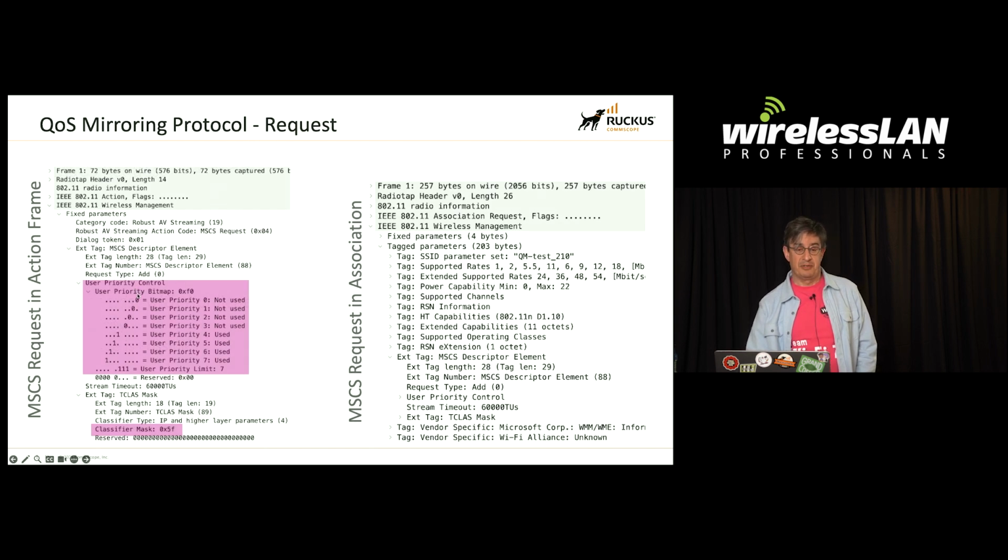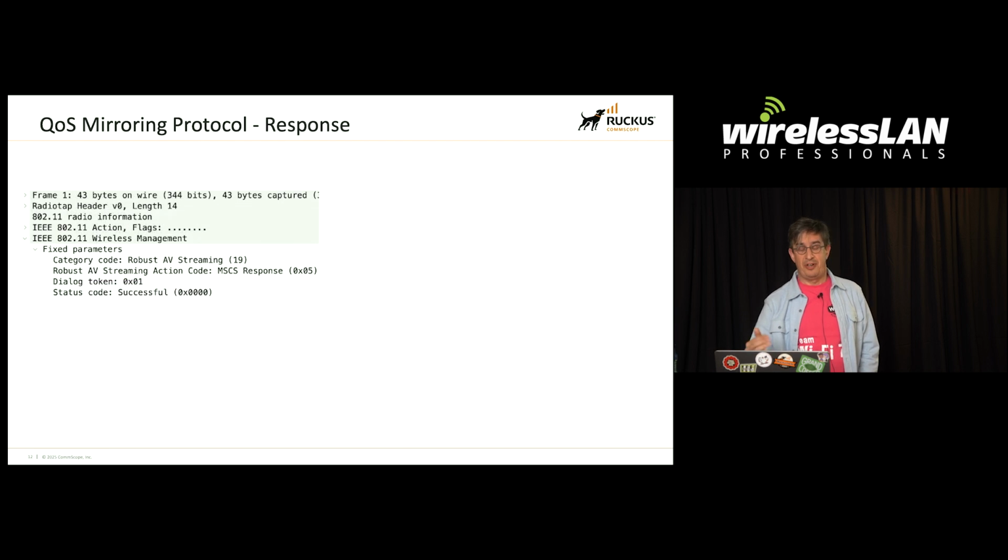This is what the request looks like. Pretty simple. It's just a bitmap indicating what priorities you want to mirror. There's a limit if the client, for whatever reason, wants to cap the downlink priority that comes back to it. That can be set in this user priority limit. Classifier mask is something that really doesn't change. That request can come either in an action frame or an association frame. The response, also super simple. Just, hey, yep, we can do that. So that's one way of doing this.